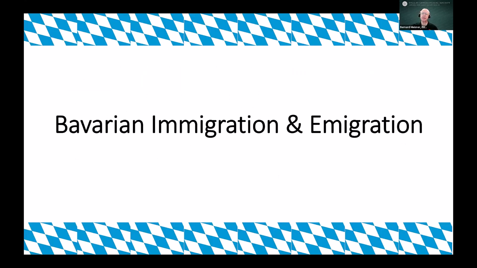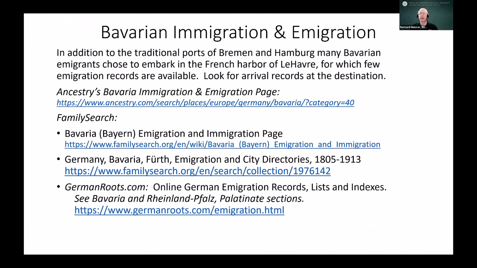Bavarian immigration and emigration. A lot of the Germans, of course, left from Bremen or Hamburg, going down the Rhine or the Elbe River. But for example, the ones a lot in Bavaria, it was easier to just go west, young man, go west to Le Havre, the French port. Unfortunately, Le Havre didn't keep very good immigration records. So you'll be a little bit harder pressed to find things there.